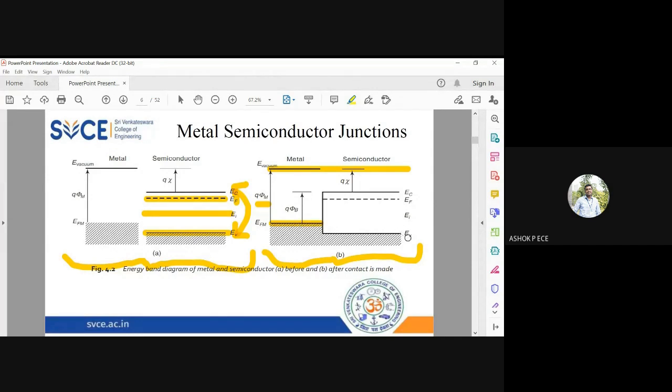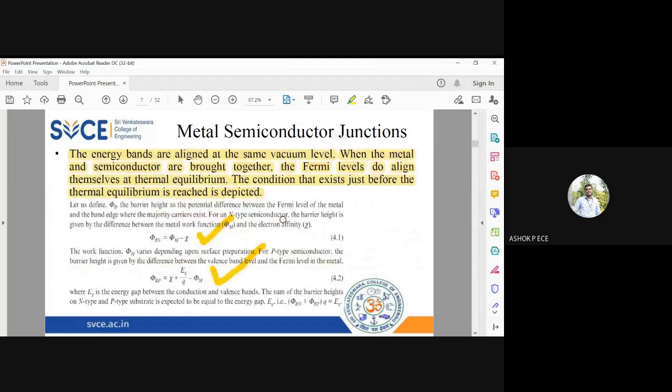When you go for a P-type semiconductor, the Fermi level will be even lower, close to the valence band. So you have to consider the entire energy difference from the conduction band to the valence band. But here I am considering from EFM only, because EFM is slightly higher than the valence band of your semiconductor. And if you add both phi Bn plus phi Bp, phi m will get cancelled, x will get cancelled, so you will get Eg by Q.